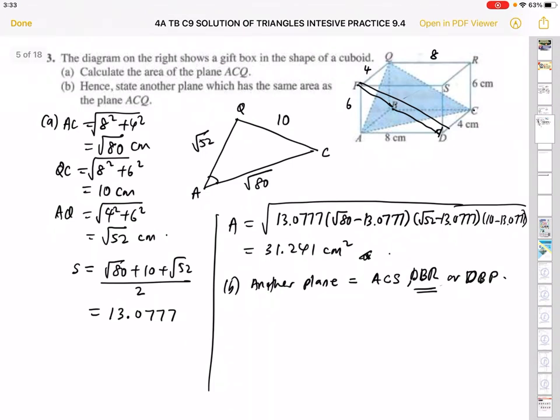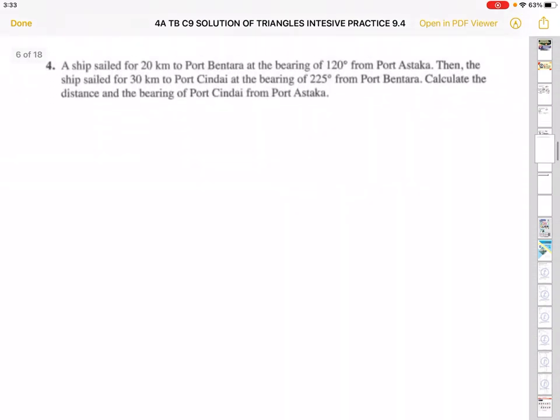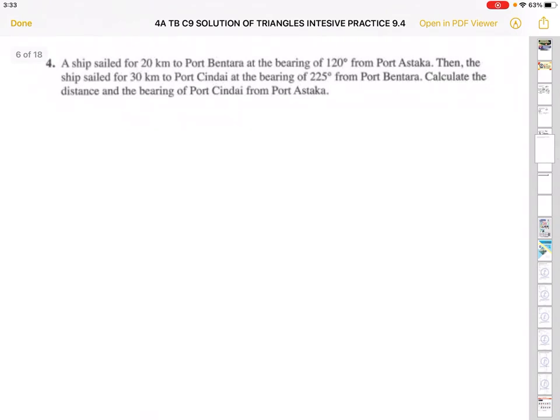Question number 4. So here we have a ship that sailed for 20 kilometers to Port Bentara at the bearing 120 from Port Astaka. Then they sail 30 kilometers to Port Chindai at the bearing of 225. Now in KBS, students used to learn a whole chapter of bearing in Form 5, but now you don't learn bearing. So you get to use a bit of common sense and things that you learn in geography, right?